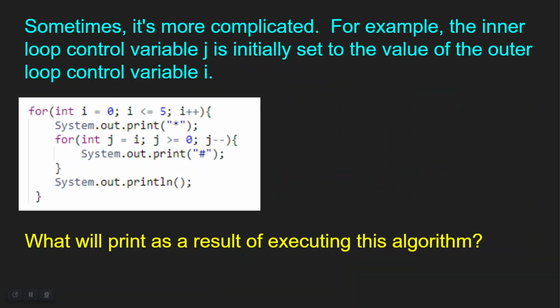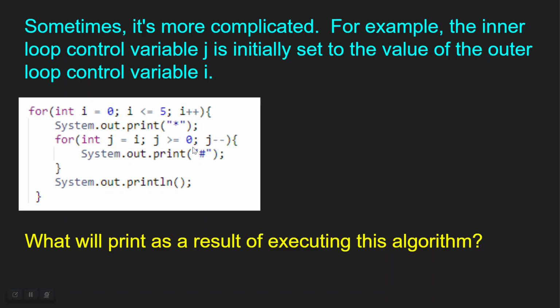So for example, on this one here, the inner loop control variable J is initially set to the value of the outer loop control variable I. So what that means is there's no clear low or high value with this one. Out here for int I equals 0, as long as I is less than or equal to 5, you know that this one is going to increment 6 times because it's going to start at 0 and go all the way up to 5. But we don't know how that's going to impact our inner one. Our inner one here is set up very differently.